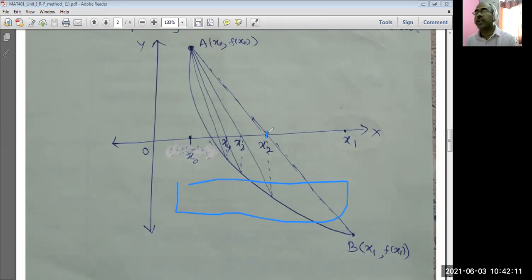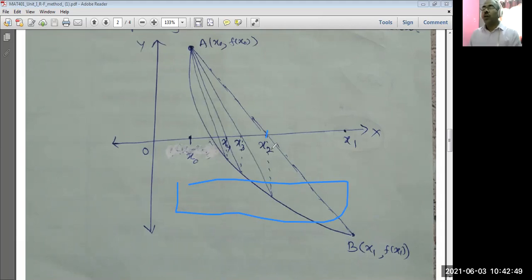Mathematically, how to get this, I will explain that part. But before that, I will give you the idea how this method works further. Initially we have two points x0 and x1, and as the values of f(x0) and f(x1) are of opposite signs, we join these two points and that chord intersects the x-axis at some point. We denote that point as x2. So this is the first step.